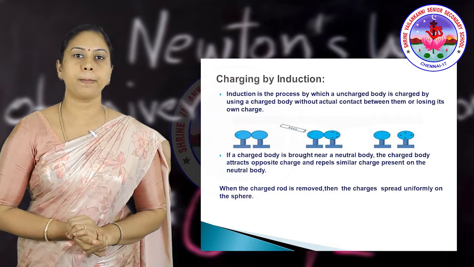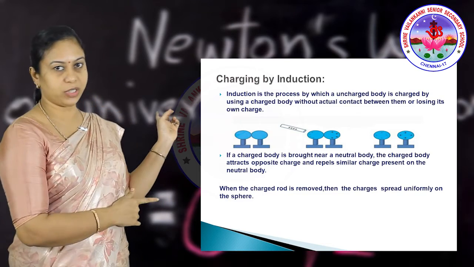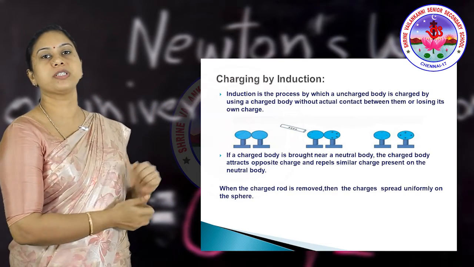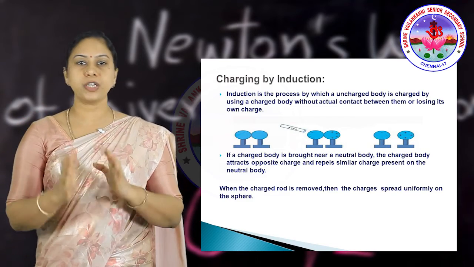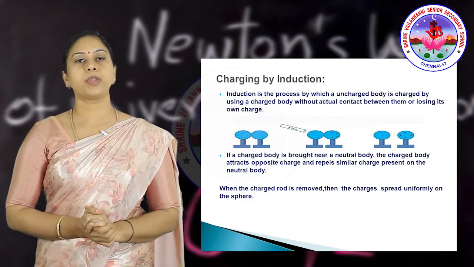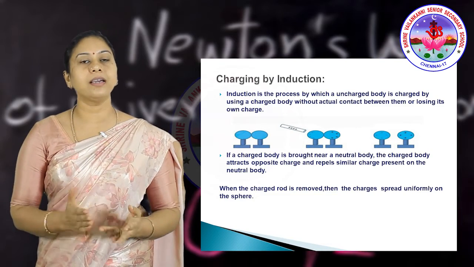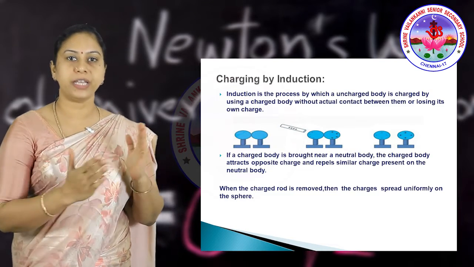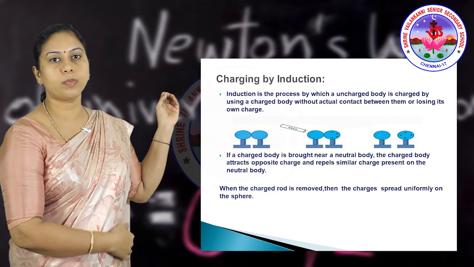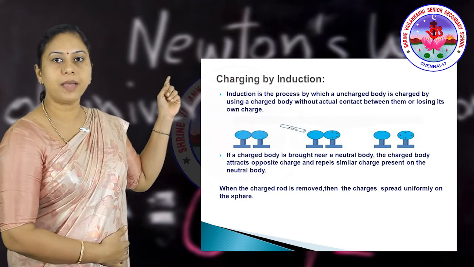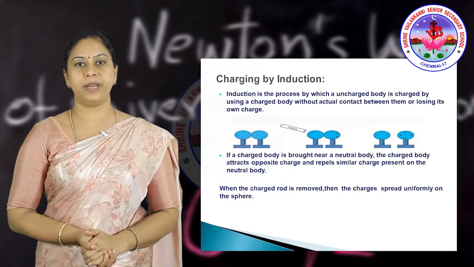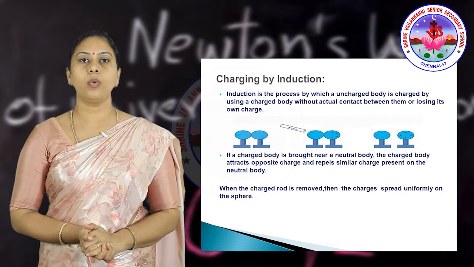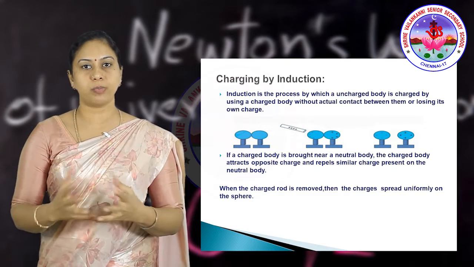See the diagram, we have two spheres on the screen. In the first diagram, the two metal spheres are neutral bodies. Now we are bringing a charged object near the sphere. In the second diagram, you may notice the charged object we are bringing near the metal sphere. Now, what will happen to that neutral body?